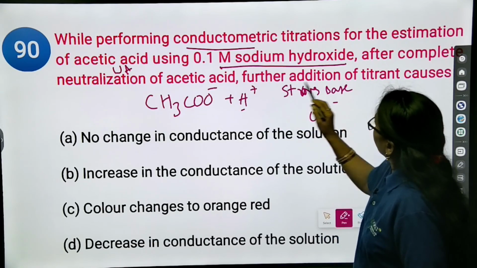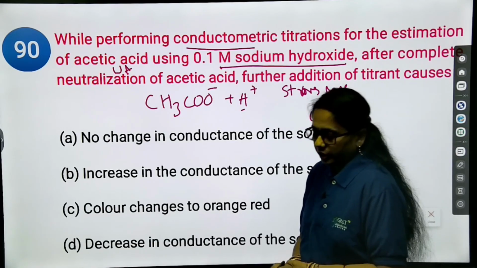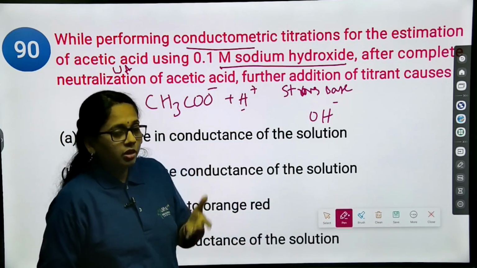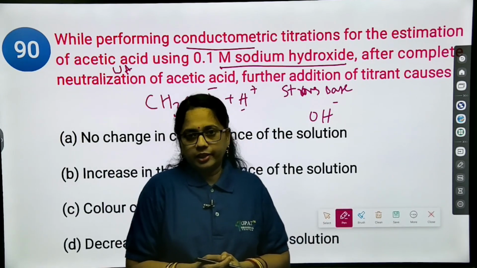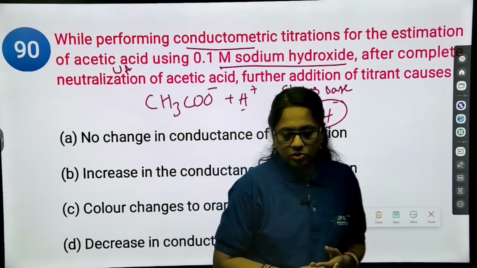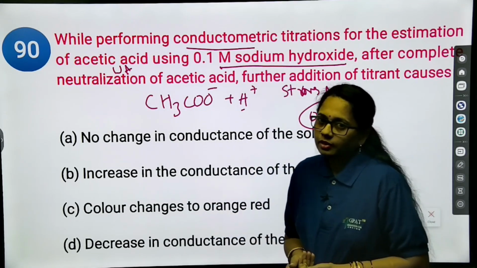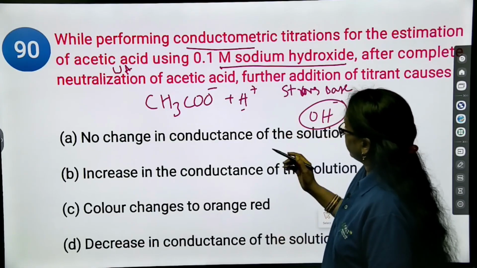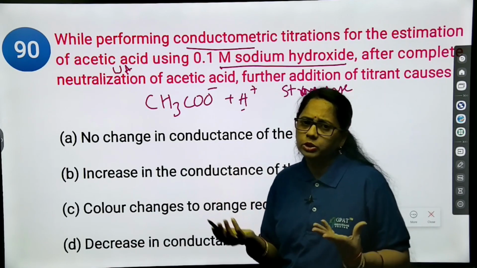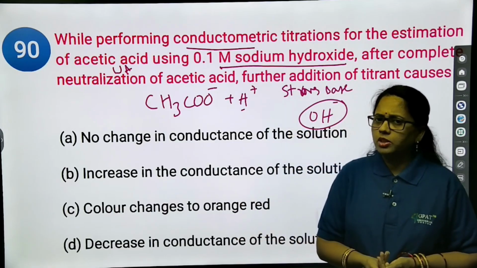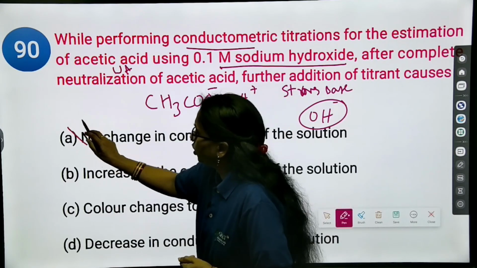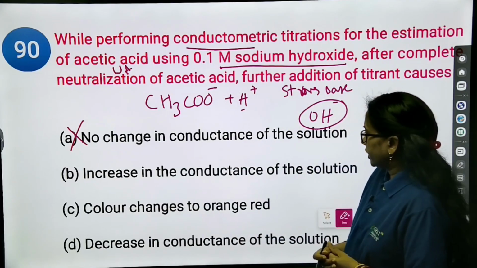The complete neutralization of the acetic acid is done by the OH minus ions. Further addition of the titrant, when the end point has been reached, means we are still adding OH minus ions. So what happens to the titration curve? Let us see the options. No change in the conductance of the solution. How could it be? OH minus ions have very good conductivity values. So obviously option A is not at all the right answer.